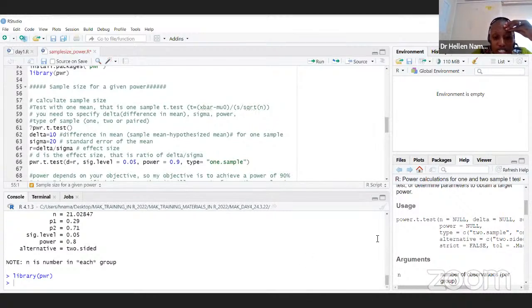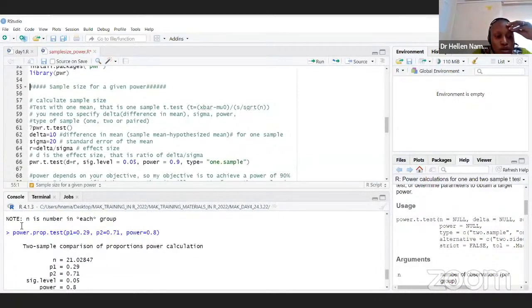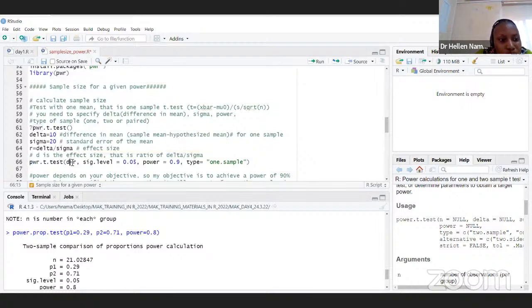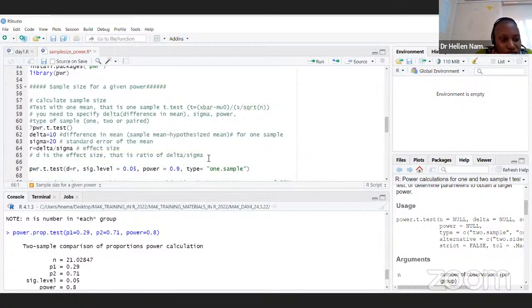So here we are using the same test, but what is changing? Initially, in case you look at my console, we are writing the word power, okay? Power in full, power.prop.test. But in case you're applying the pwr package, then all you need to do is to write pwr.t.test, okay? You can as well check in case you want to get more details. You can put a question mark and then ask R, what is this command all about? Okay, and then you can run that.